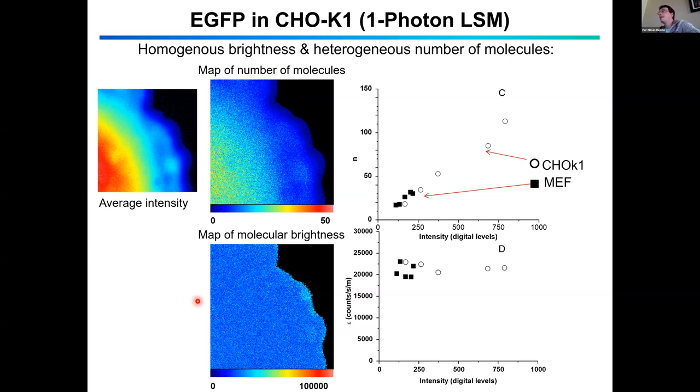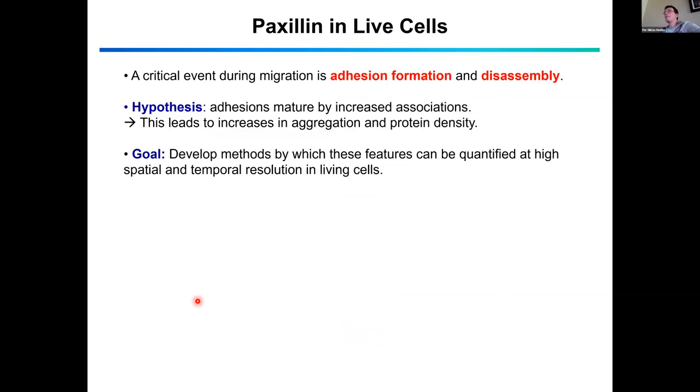Okay, so let's go to an example. This is paxillin in live cells, similar to the Digman experiment. And in this case, the formation, assembly, and disassembly of the focal adhesions was investigated using the number and brightness method.